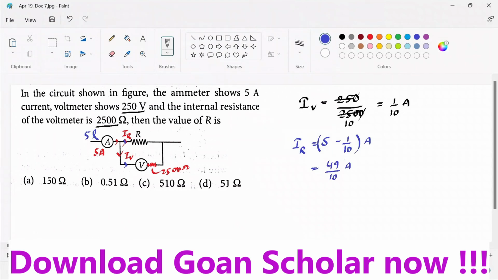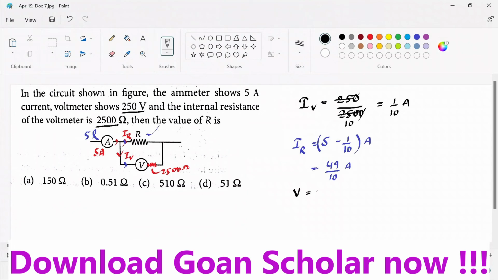Logically true. 1 by 10 is 0.1 amps. So 0.1 is going down. So how much is going on the top one? 4.9. Correct. So the current across the resistance R is 49 by 10. Do we know what is the voltage across this resistance R? Yes. What is that? 250 volt.